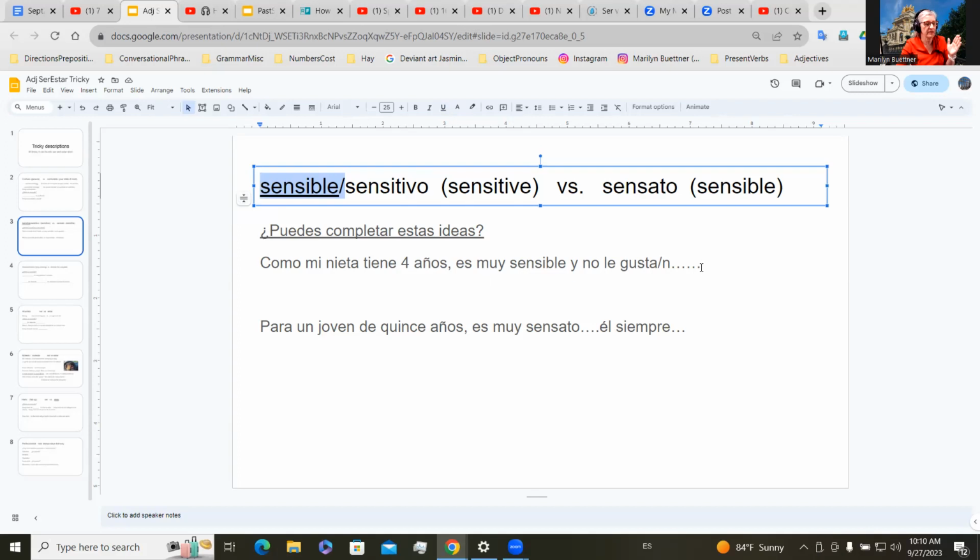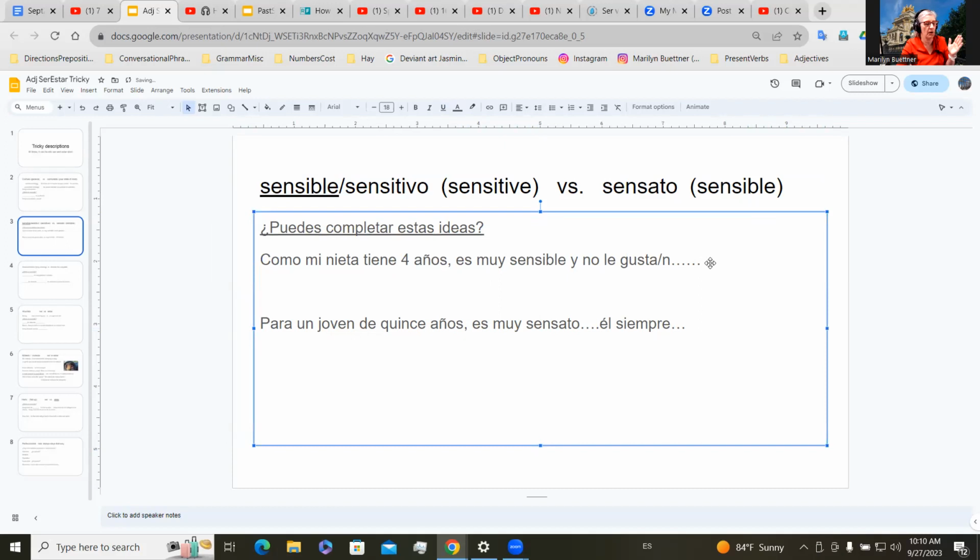So let's look at our example with sensible. And we're going to plug in something. We're going to say somebody is sensitive. So sensitive means somebody is easily affected, easily thrown into an uncomfortable state, let's say. Okay, sensible. Como mi nieta tiene 4 años, as my grandkid is 4 years old, es muy sensible y no le gusta o no le gustan. She's very sensitive and she doesn't like.